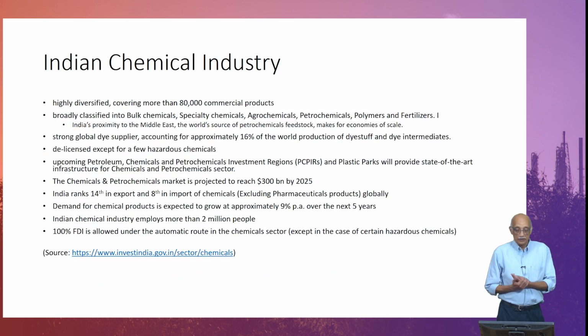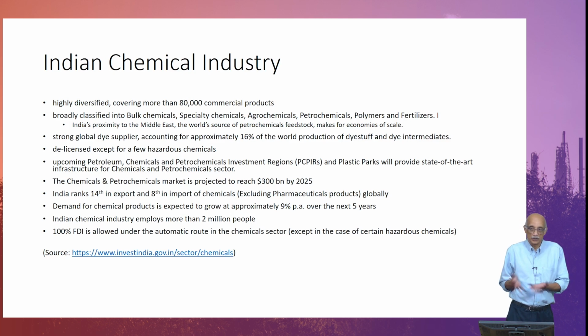Highly diversified, more than 80,000 commercial products. If you remember, the global number of products is around 89,000. So, we practically manufacture all of them in India as well. The broad classification, and this is the way the chemical industry looks at it, is bulk chemicals, specialty chemicals, agrochemicals, petrochemicals, polymers and fertilizers.